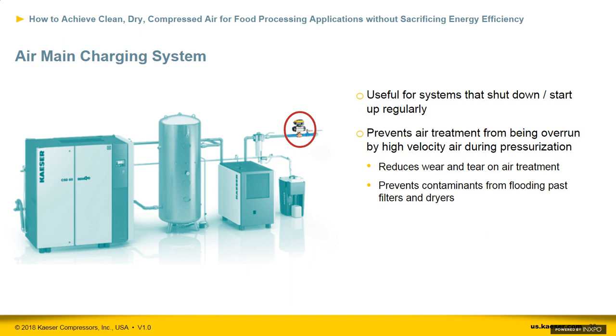The final component in our air treatment lineup is an air demand charging system. This valve essentially provides a controlled pressurization during startup to prevent high velocity air from overrunning all of your air treatment components. It is useful for systems that are shut down and restarted regularly, for example, a system that runs single or double shift or has a startup every Monday morning. It is also useful for systems that have a high air quality standard but run 24/7. That will prevent the system from overrunning the air treatment.